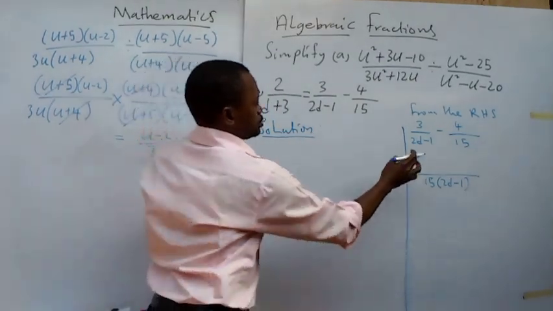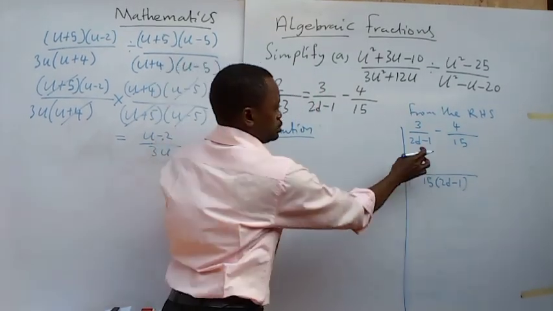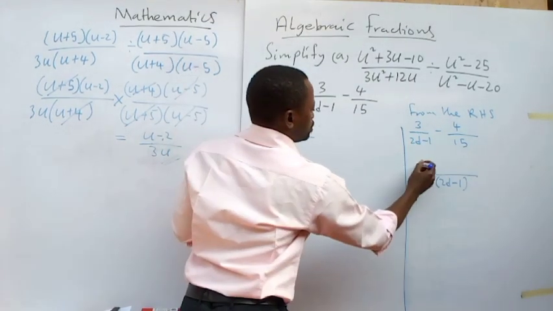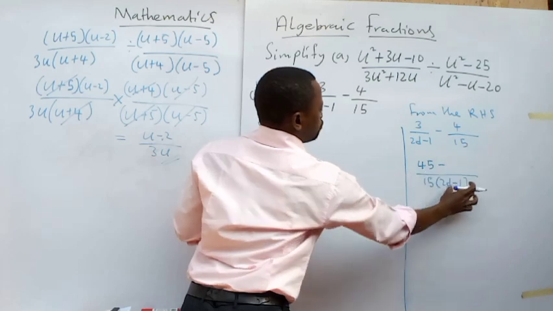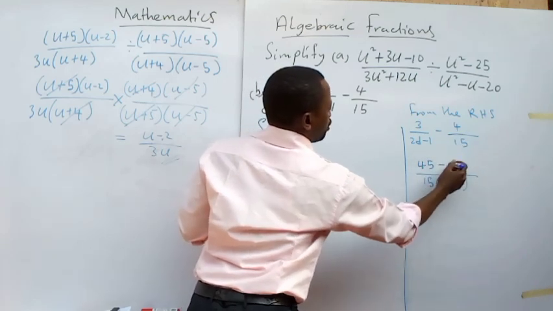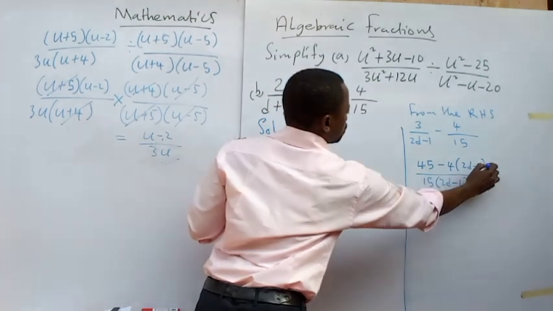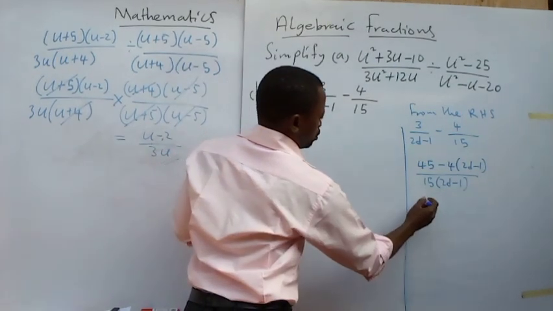So this divide this, 15 will remain. This divide this, 15 will remain. And 15 times 3 is 45. Minus 15 divide this, then this will remain, then times 4, you have 4 in bracket 2d minus 1. You can now simplify that numerator and check what you can obtain from there.